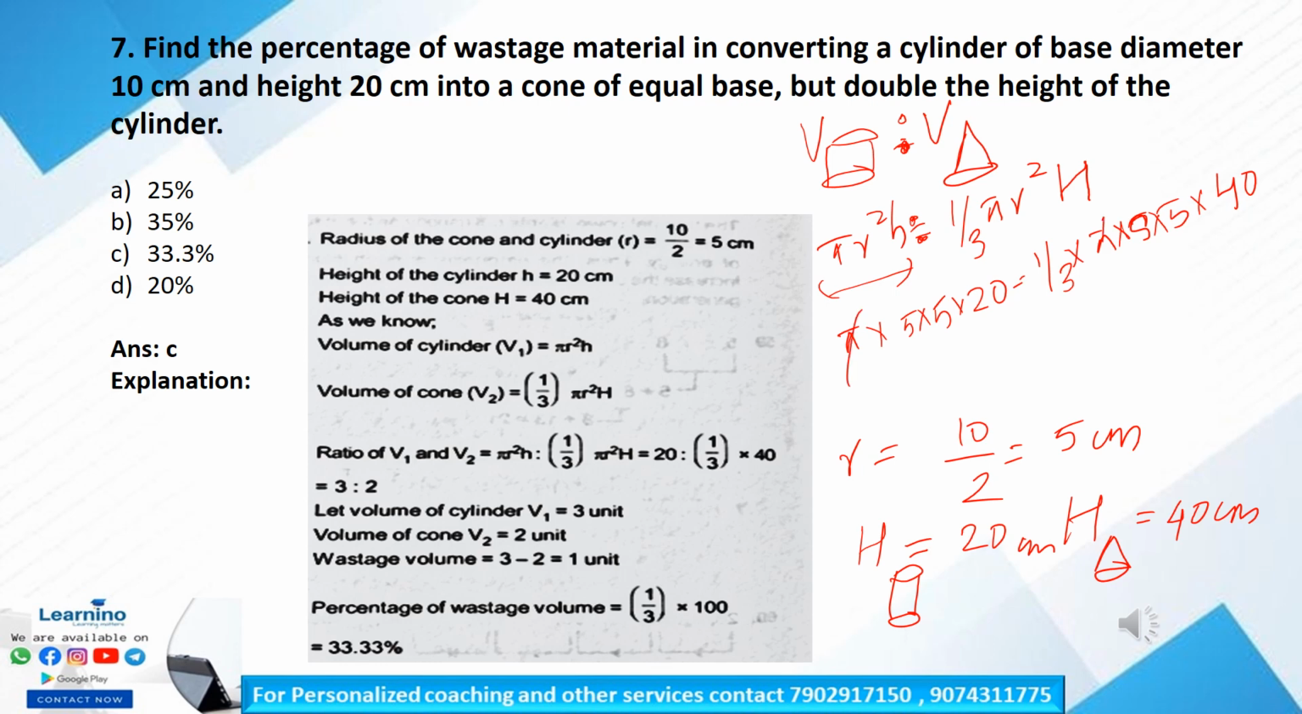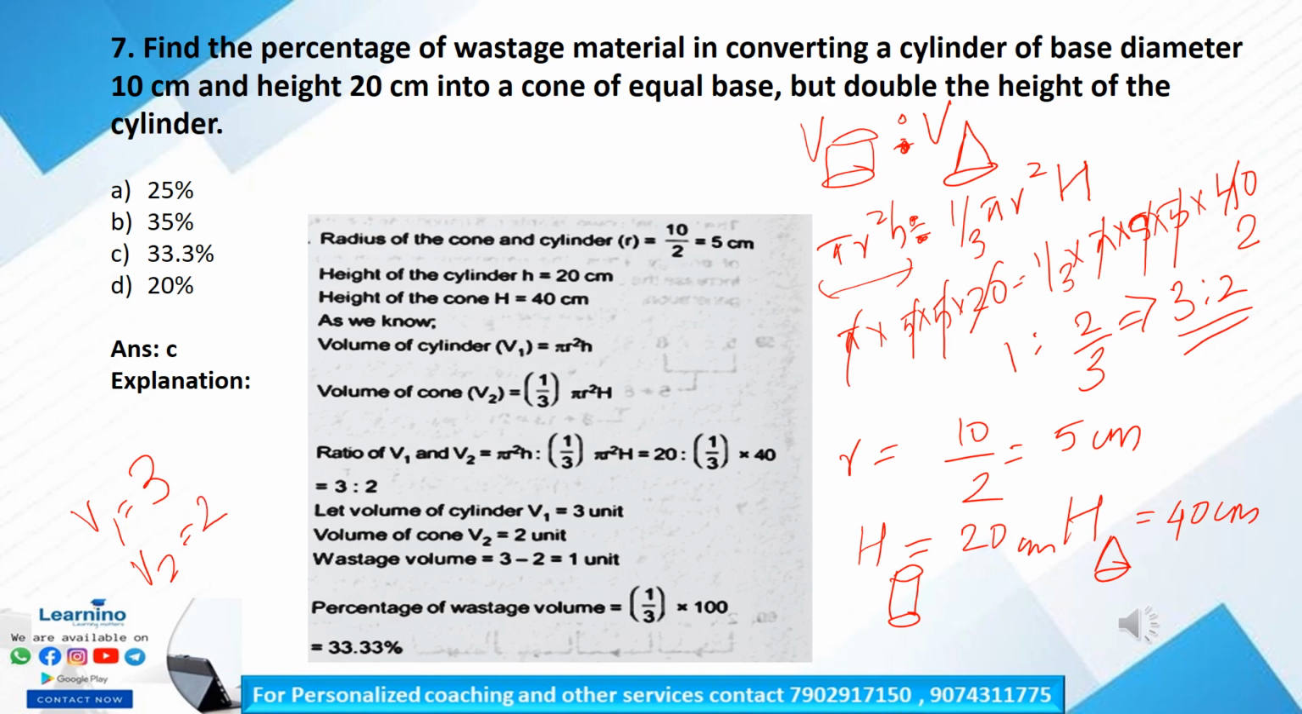So we can cancel pi, 5, 5, and 20 as 20 into 2. So 1 is to 2 by 3, that is equal to 3 is to 2, which is our ratio. So the volume of the cylinder V1 is equal to 3 units and the volume of the cone V2 is equal to 2 units, that is obtained from our calculations.